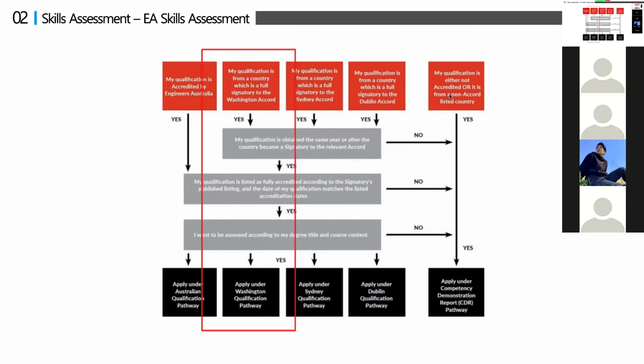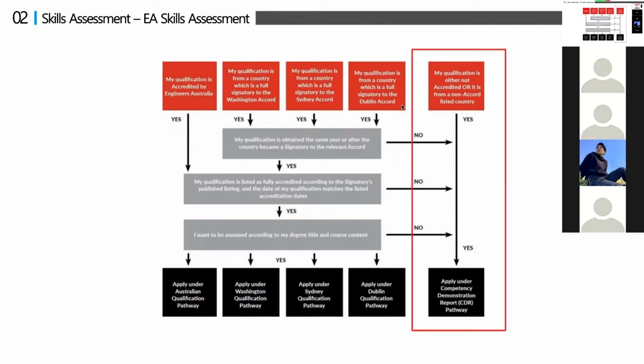Okay, the next one, and the last, the most difficult one. If you haven't completed your qualification in Australia, then we cannot use the first stream, the Australian qualification stream. And you couldn't find your country, university, and major on the Washington Accord website. Then what's next? Can I still apply for the skill assessment as an engineer? Yes, you can, but you should take the last option, which we call the CDR process. Let's talk a little more about the CDR process.